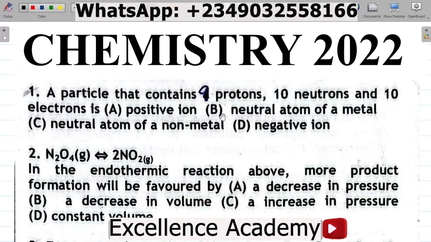A. Positively charged, B. Neutral atom of a metal, C. Neutral atom of a non-metal, D. Negatively charged. Now, what's the answer to this question? Let's look at what we have here.